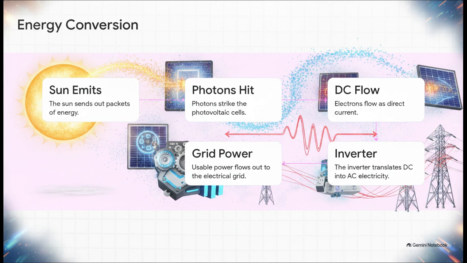Here is the overarching roadmap of this complex process. Basically, the sun emits photons. Those photons strike photovoltaic cells. Electrons start flowing as DC. An inverter converts that DC to AC, and boom, power flows out to the grid.